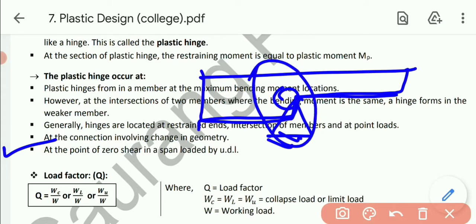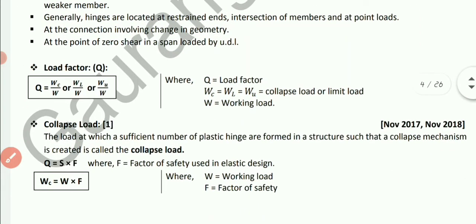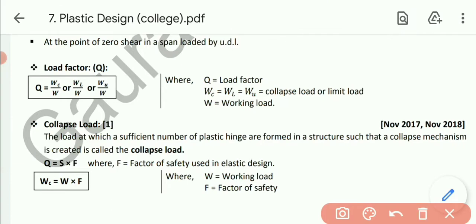Okay, so a plastic hinge will form over here also, and at the point of zero shear force in the span loaded by the UDL. Okay, so these are the criteria where plastic hinges are formed. Then let's talk about some other definitions also.